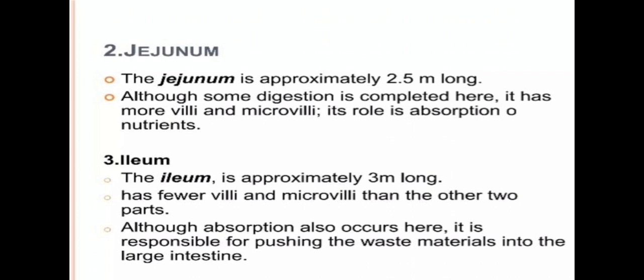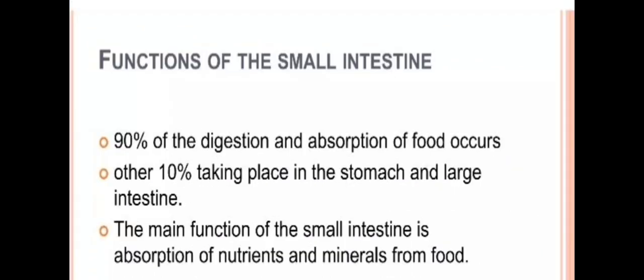Next is the jejunum. It is approximately 2.5 meters long. Although some digestion is completed here, more villi and microvilli help to absorb the nutrients. Next, ileum. The ileum is approximately 3 meters long, and has fewer villi and microvilli than the other two parts. After absorption, the waste materials are pushed to the large intestine. So, the ileum only pushes the waste material to the large intestine.